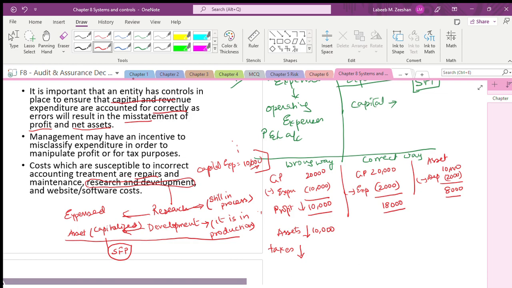Now, apart from that, we are talking in terms of repairs and maintenance, research and development, anything with respect to the websites or the software cost. Again, the same thing happened. Website is going to be capitalized. Software should be expensed.